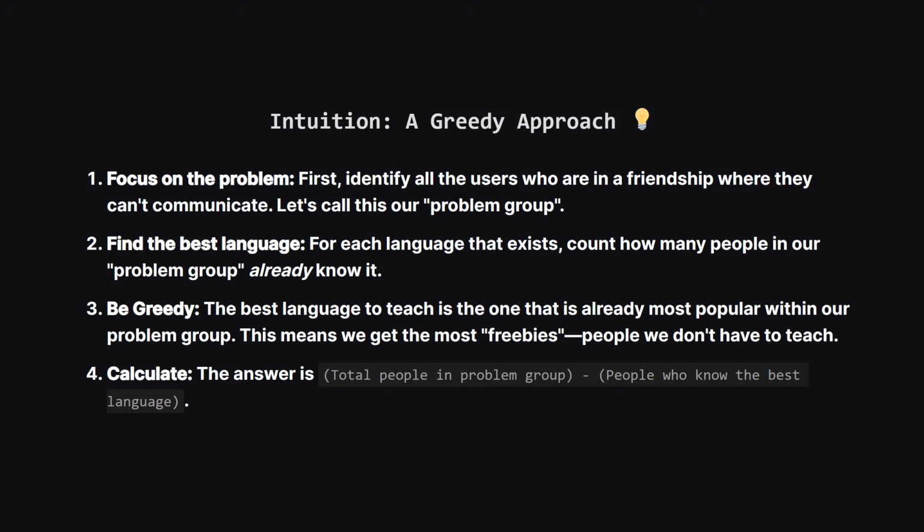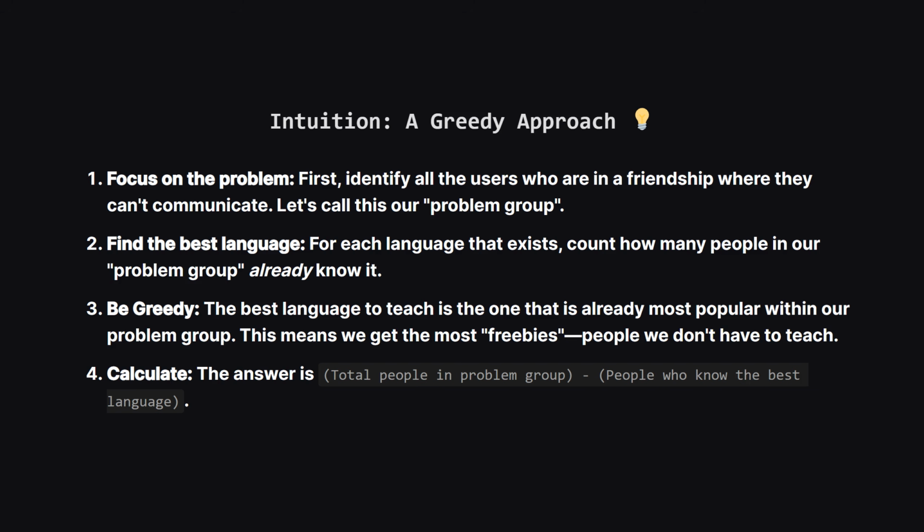This leads us to a really solid greedy strategy. Instead of looking at everyone, let's first just identify who actually needs help. We can build a list of every single person who is part of at least one friendship that can't communicate. This is our problem group. Now we have to pick one language to teach everyone in this group. Which one should it be?